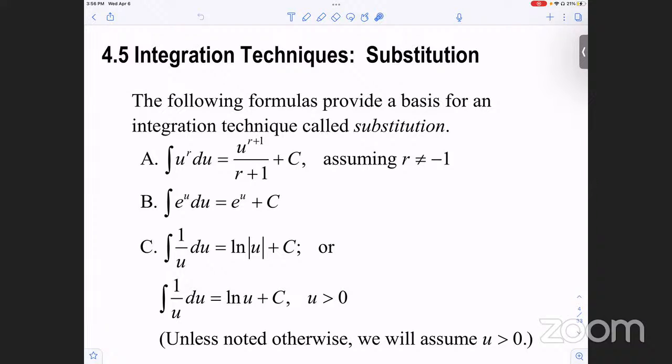This one is ln, the natural log of the absolute value of u. If u is negative, then it needs to be the absolute value. If u is positive, then you can just do ln. So this is just summarizing or recapping techniques that we've done in the past, right?